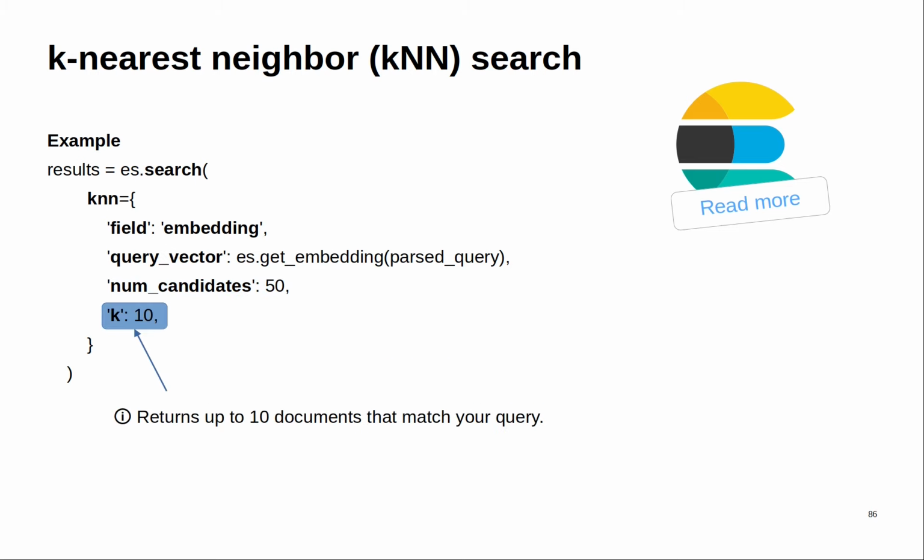Finally, we have the k parameter. This defines how many of the closest documents to the query should be returned. In this example, it is set to 10, which means that it will return the 10 closest documents to our query. Now let's go to VS Code to see how to implement this.